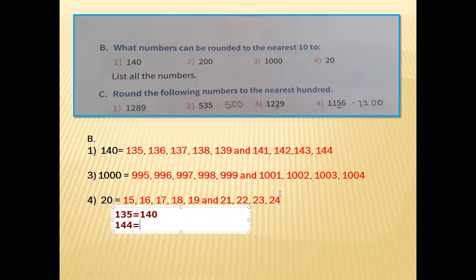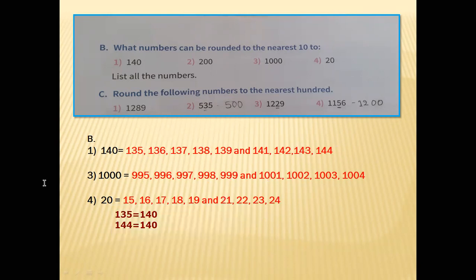144. This also equals 140. See here in ones place 4 is there. So this also equals 140. If it is 145, does this number equal 140? No, because here in ones place 5 is there. So in tens place 4 is there, it changes to 5. It will become 150. This number is not equal to 140. Right? So up to 144 equals 140. From 135 to 144, these numbers are nearest to 140.